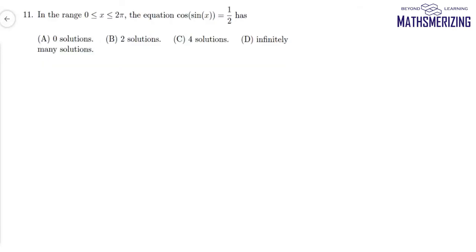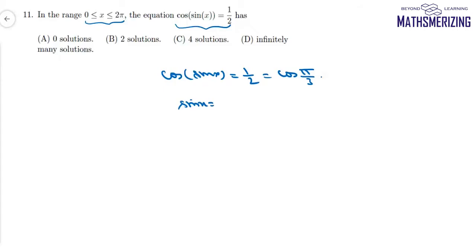Now question number 11 says, in the range from 0 to 2 pi, we have to find the number of solutions of this equation, which is cos of sin x is equal to 1 by 2. So we know that 1 by 2 is simply cos pi by 3. So I'll write the general solution for cos. So there'll be sin x equals 2n pi plus or minus pi by 3. Now if I take n as 0, I'll get sin x as plus or minus pi by 3.